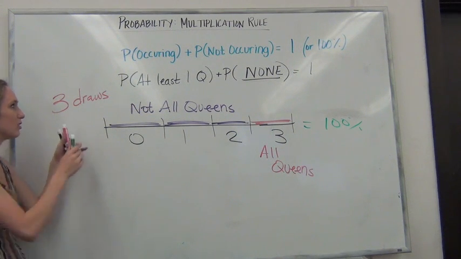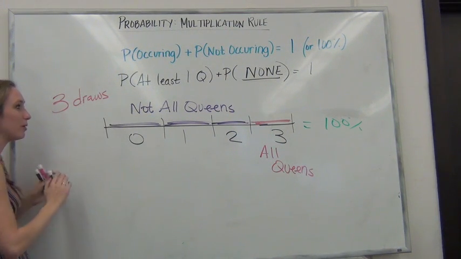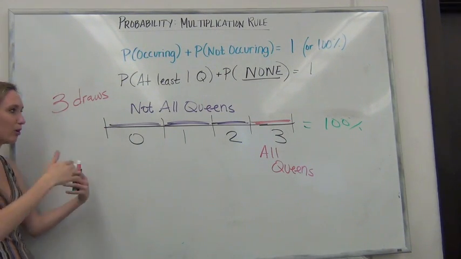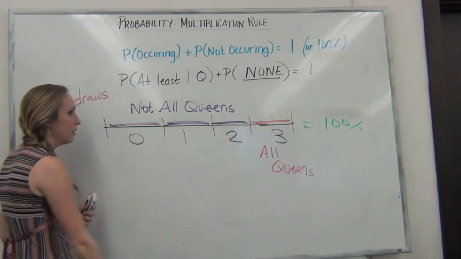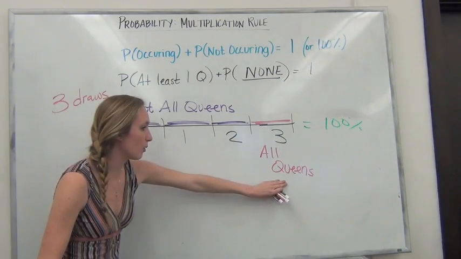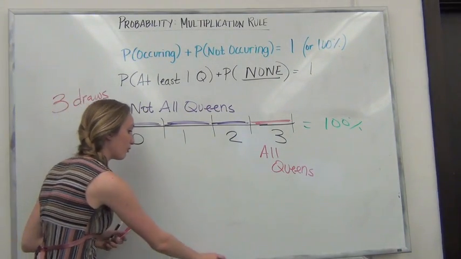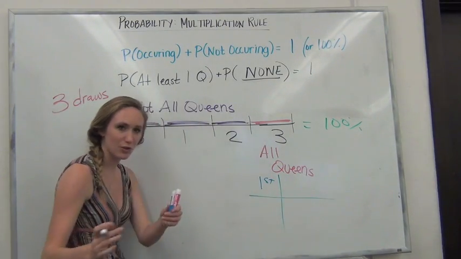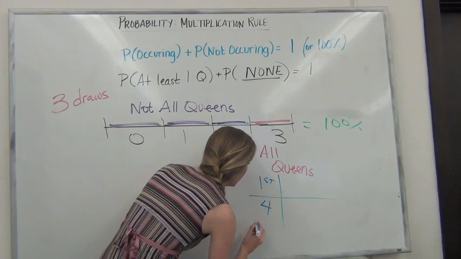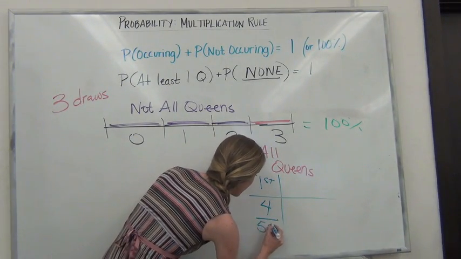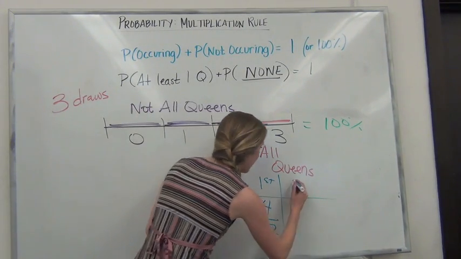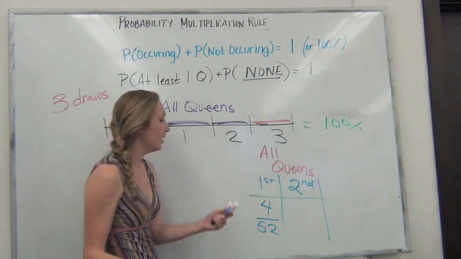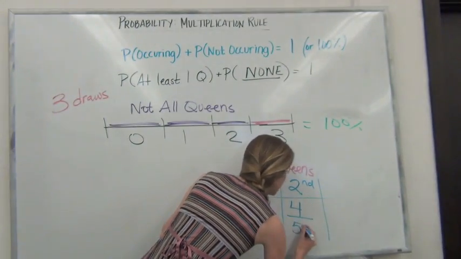So if we wanted to find on 3 draws the probability of getting not all queens, we could go through each long painstaking example, each way to get not all queens, or we could solve this easier one. What's the probability of getting all queens? Well, first we need to think about the first draw. What's the probability of getting a queen on the first draw? 4 out of 52. That's right, there are 4 queens out of 52 cards. Now I put my card back and I'm drawing again. What's the probability of getting a queen on the second draw? 4 out of 52. Exactly, the same thing, because the deck is the exact same.